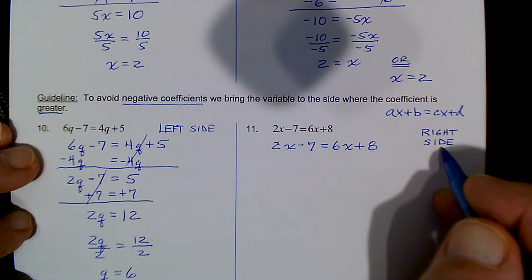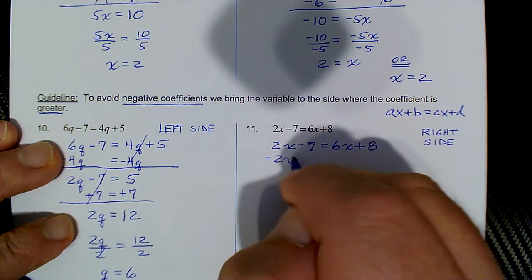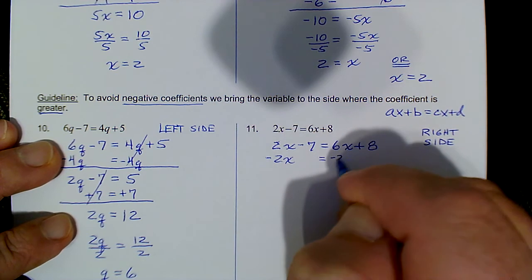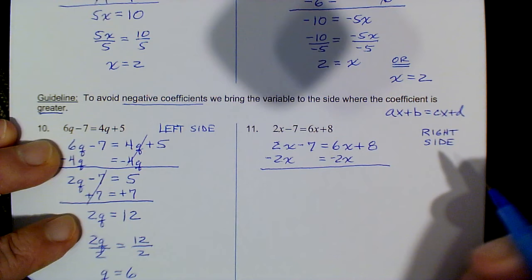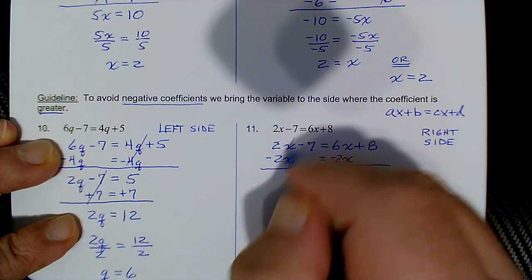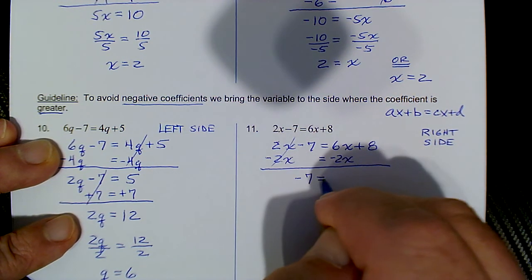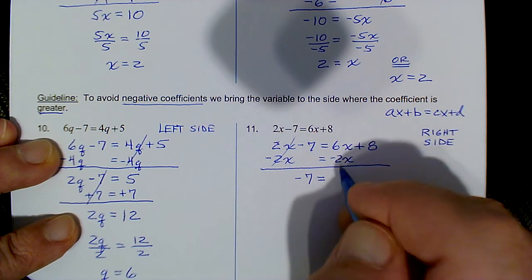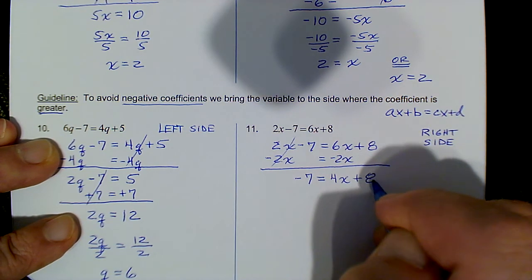So if I want to bring the variables to the right side, I'm going to transpose the 2x by subtracting 2x. Line up the equals, the like terms. The negative 2x right underneath the 6x. The 2x's on the left go away. Bring down the negative 7 and the equals. 6x minus 2x is 4x. And bring down the positive 8.